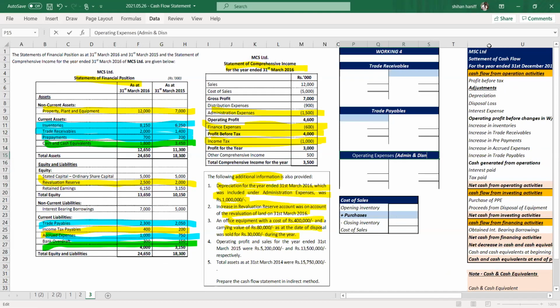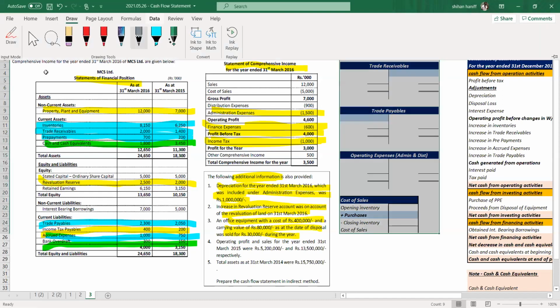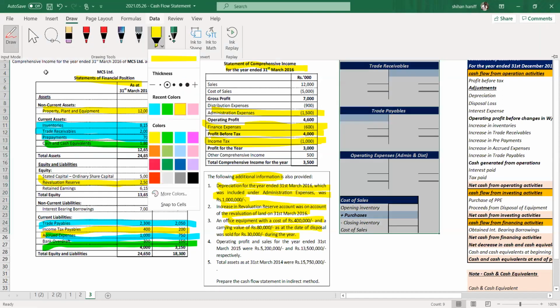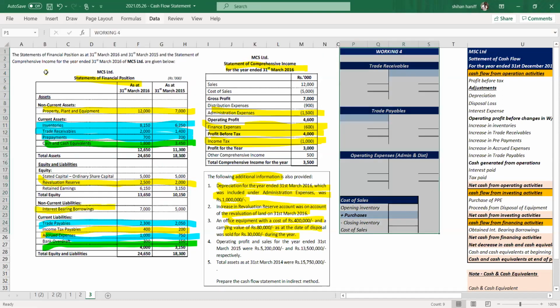Can you do this working? There is a question. From where do we get the entry for interest bearing borrowings? That is given here, in the non-current liabilities: 5,000, 6,000, 7,000. Opening 5,000, closing 7,000 means that we have obtained a 2,000 loan.